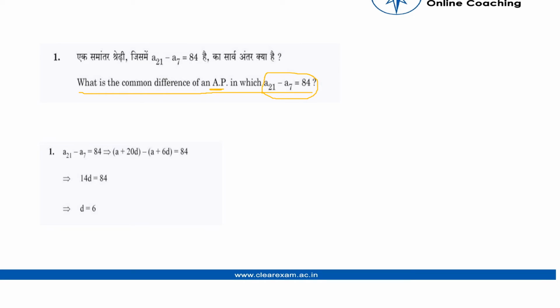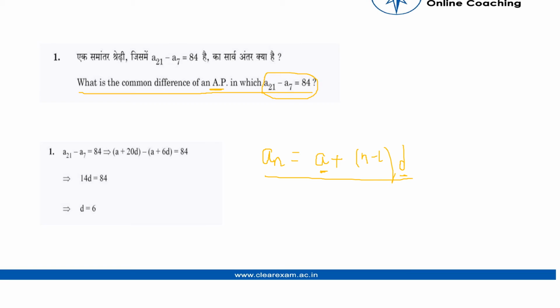So we all know the formula that An is equal to a plus (n minus 1)d. We would be using this formula here. By this formula only directly we will get the solution. So we know that a is the first term and d is the common difference of an AP.